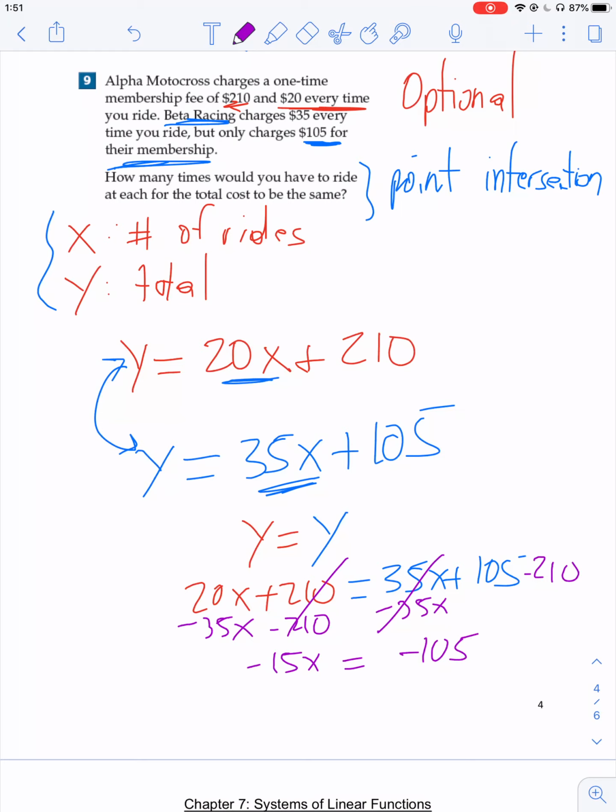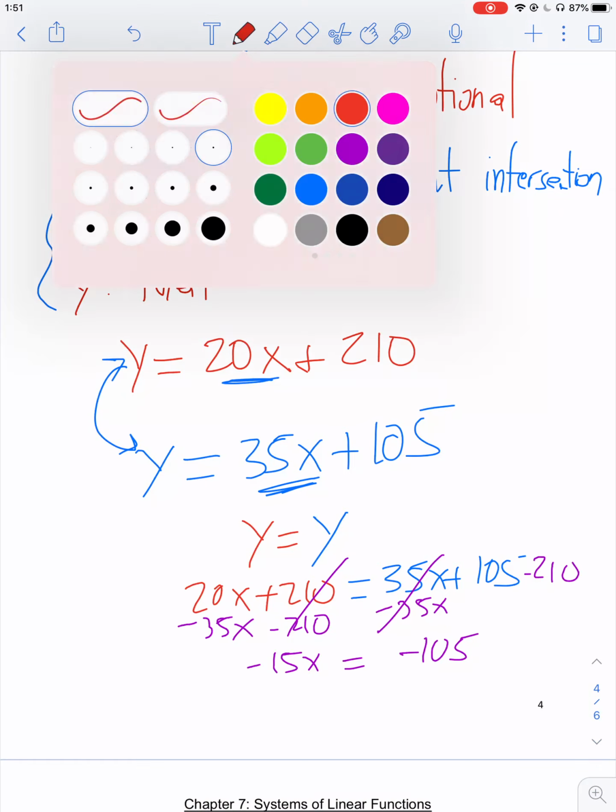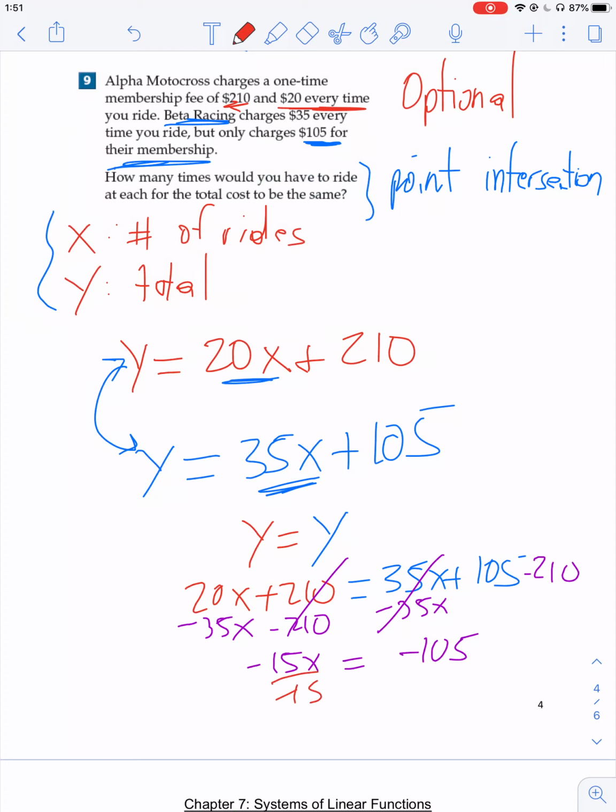Let me just double check, because I think 105 is half of 210, but 105 minus 210 is negative 105, right? So to solve for x, you divide by negative 15, divide by negative 15, and x is equal to 105 divided by 15, which is 7. Okay?